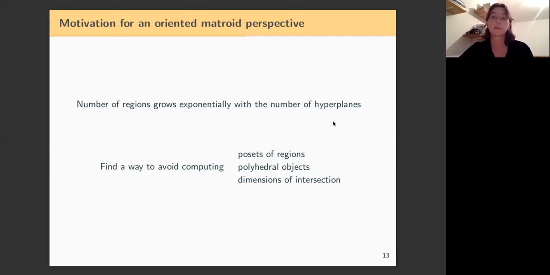And also checking geometrically intersections of shards ends up kind of recursively requiring calculating posets of regions, and calculating polyhedral objects and dimensions of intersection can also be expensive. And the idea is that if we work from an oriented matroid perspective, we'll have a more compact, combinatorial way to encode this information.